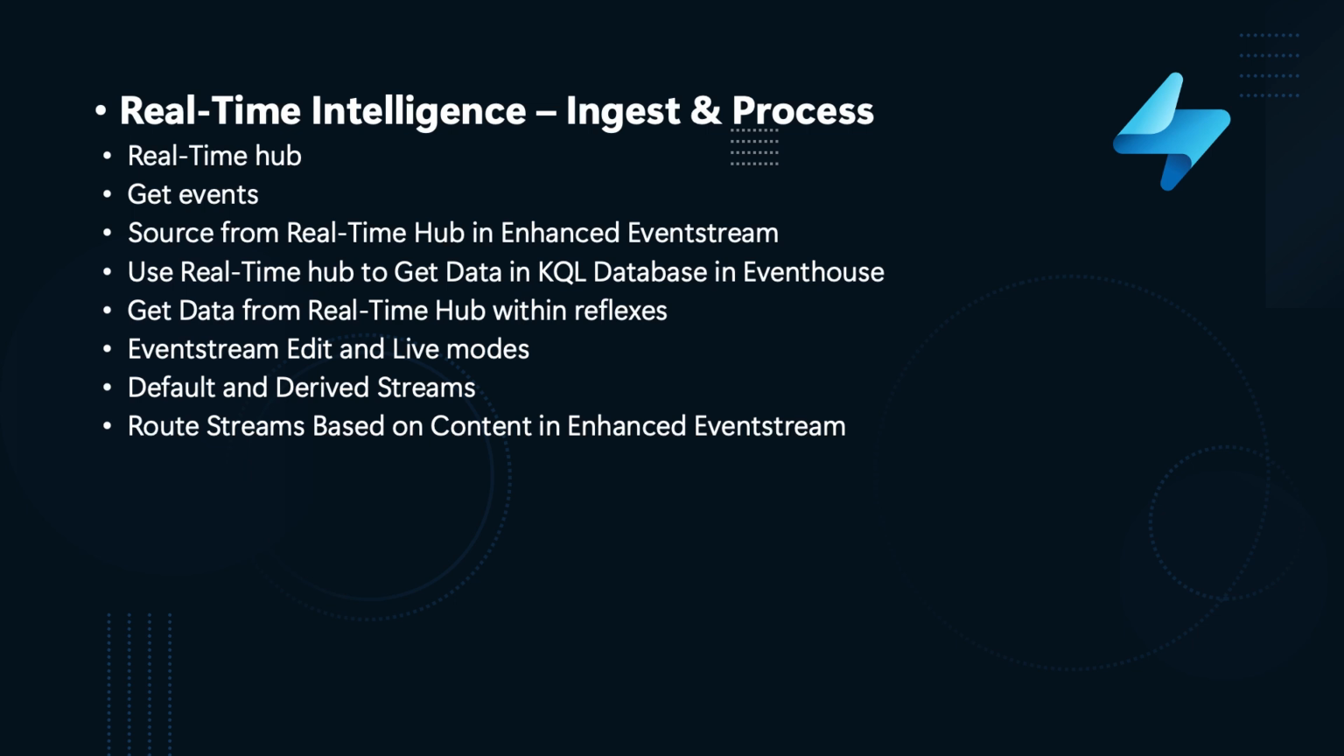There are two types of streams. The default stream, which is automatically generated when a streaming source is added to Event Stream. Default streams capture raw event data directly from the source, ready for transformation or analysis. The second type is a derived stream. This is a specialized stream that users can create as a destination within Event Stream. A derived stream can be created after a series of operations such as filtering and aggregation, and then it's ready for further consumption or analysis by other users in the organization through the Real-Time Hub.